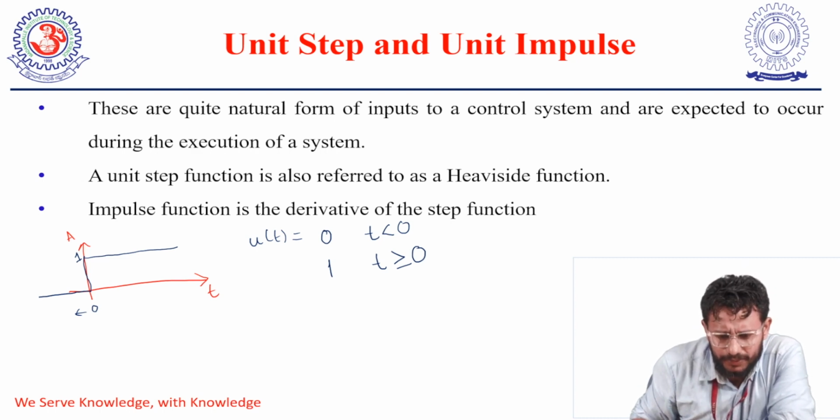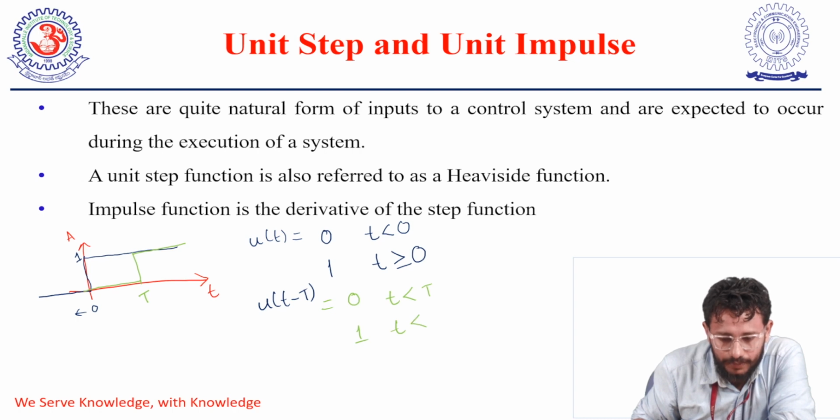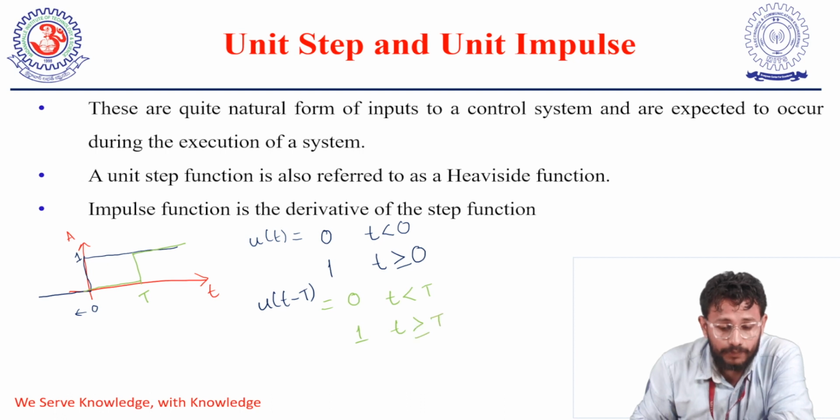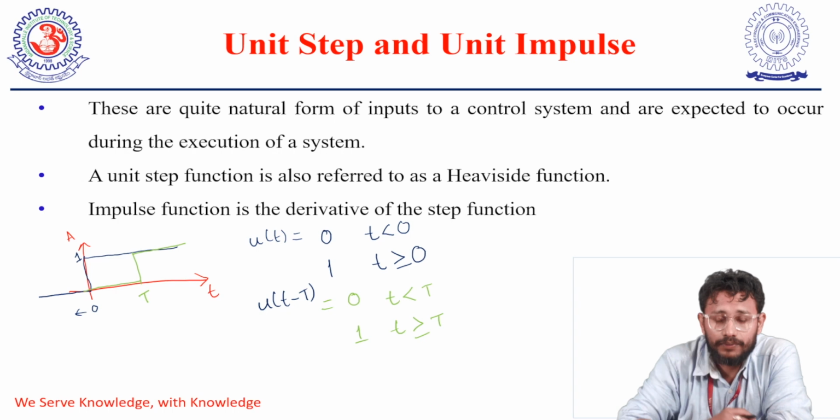Now, suppose I show you another case, where I shift it by a certain time t. For this particular case, I'd expect the function to be shifted by time t. So it will be 0 for time less than t, and it will be 1 for time greater than or equal to t, which we refer to as a shifted function.